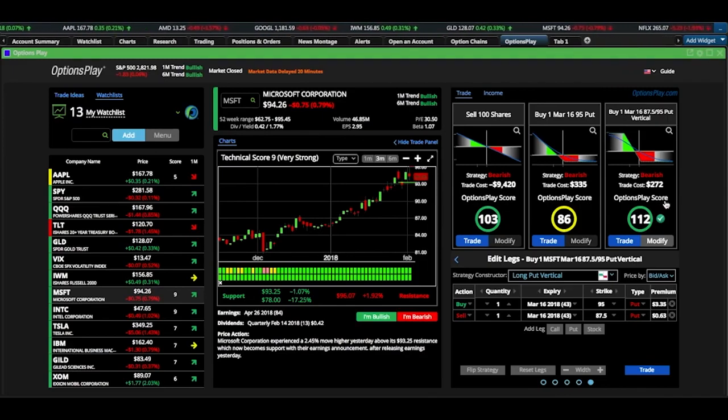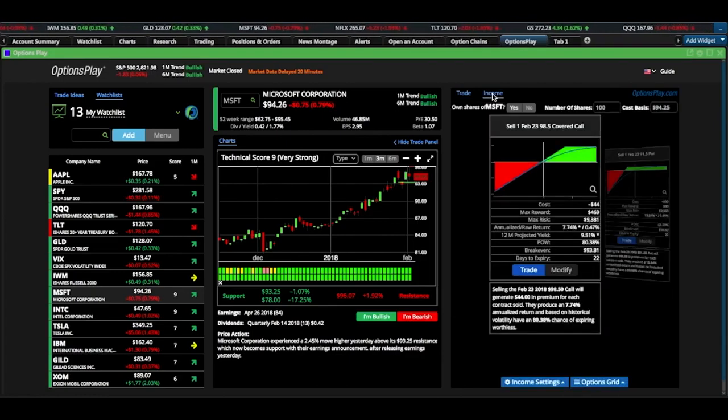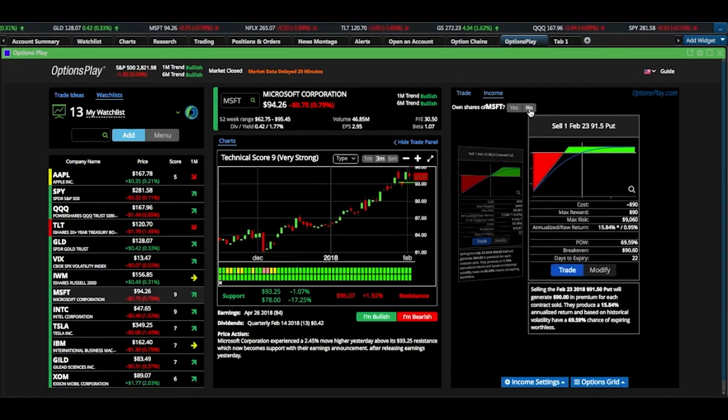Lastly, if you're using options as an income generation tool, meaning if you're selling covered calls or selling short puts, we offer similar functionality specifically for options trading for income. Clicking on the Income tab will bring up that tab, which will always bring you to a covered call or a short put opportunity for any given stock.